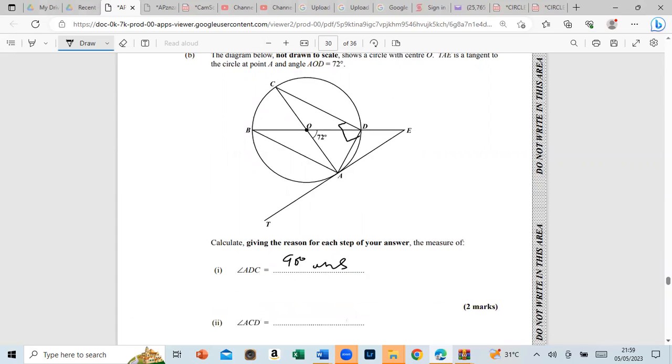Angle subtended by a diameter in a triangle is 90 degrees. So this one right here, because it's coming from the same diameter here, this will be 90 also. But they didn't ask for that. They asked for ACD, which is this angle right here.